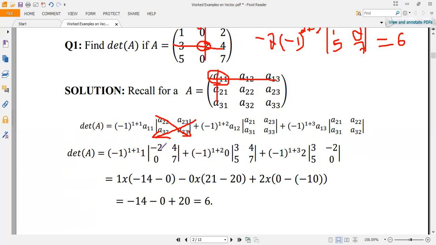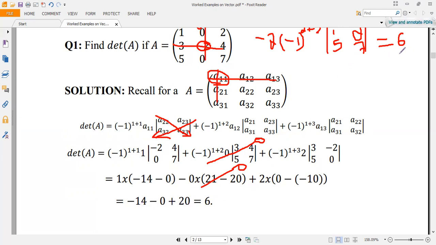The first is minus 2 times 7, minus 40, and the second part is 0 because we multiply by 0. Then the plus, minus 1 to the power which is positive, 2 times 3 times 0 is 0, minus minus 10, which gives plus 10. So minus 14 from the first part, and this part is 0, plus this one, 10 positive, times 2, which is 20. So minus 14 plus 20 is 6.